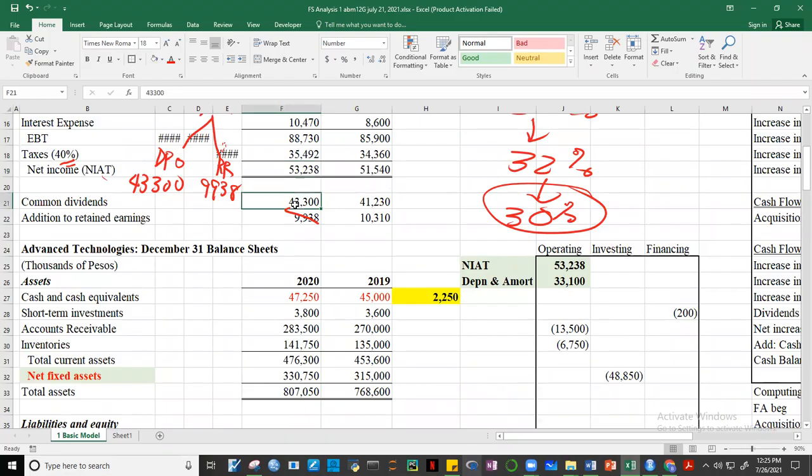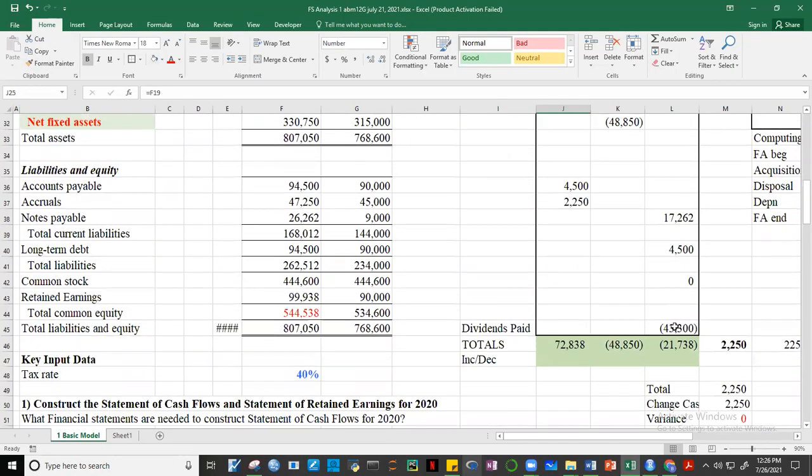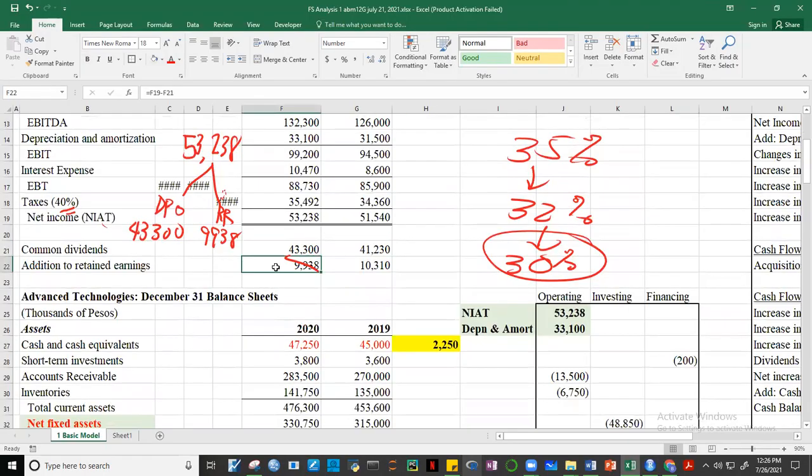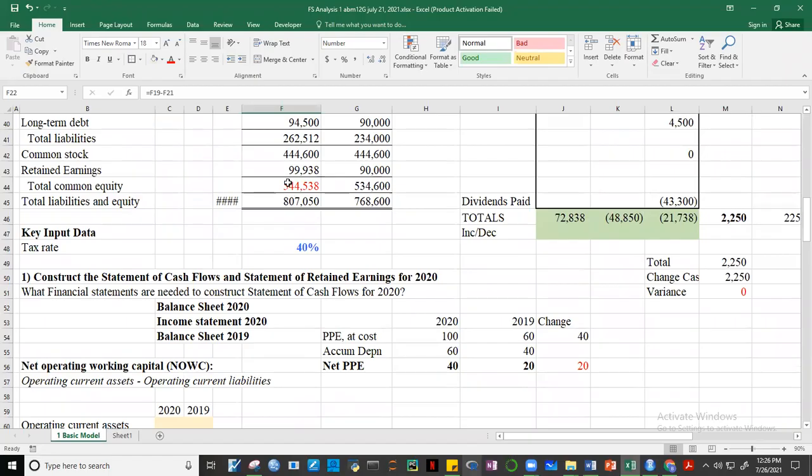Pero yung dividends, kailangan ibabawas natin yan. No? Okay? Ibabawas natin yan. Take note, yung income, 53, less the dividends, 43. Ang result yan, 9938. So yung 9938 guys, andito na. Kasi 53 less 43, 9938 yun. So that was the addition to retained earnings. Okay? So hindi natin kukunin yung difference nito sa retained earnings.